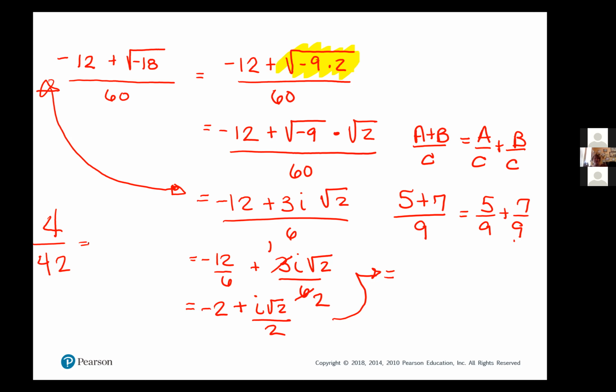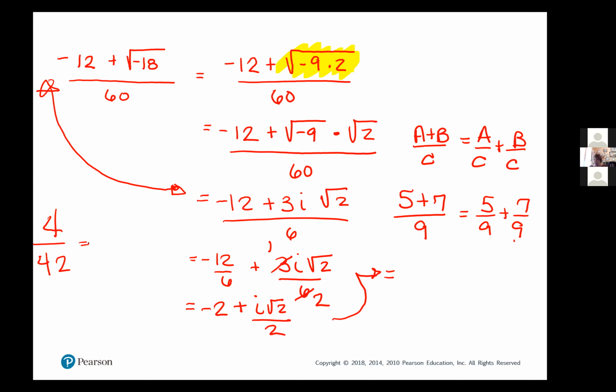Okay, let's say you have the fraction 4 over 42. To be able to simplify that fraction, you look for common factors in 4 and 42. So does 4 and 42 have a common factor? And the answer is yes, 2 is a common factor. So how do you simplify that fraction?